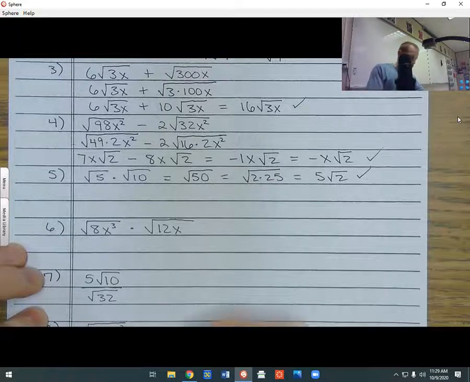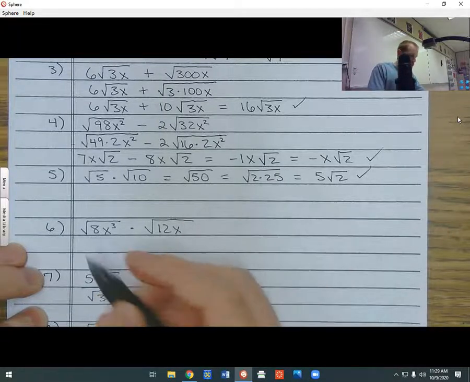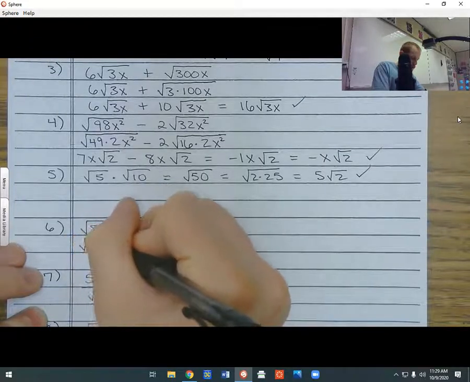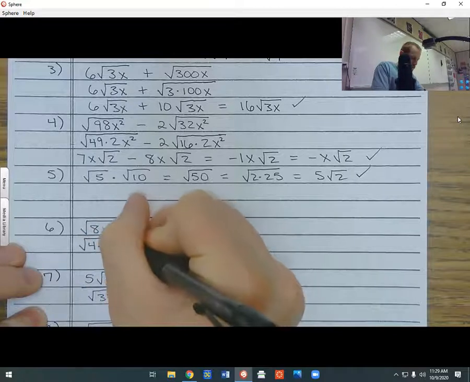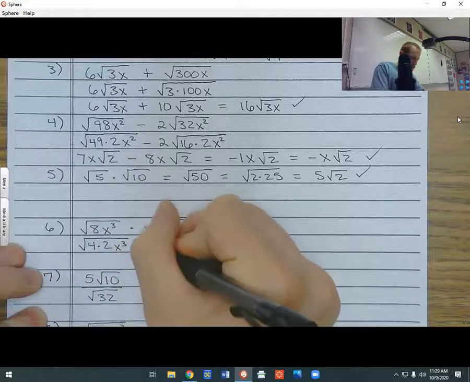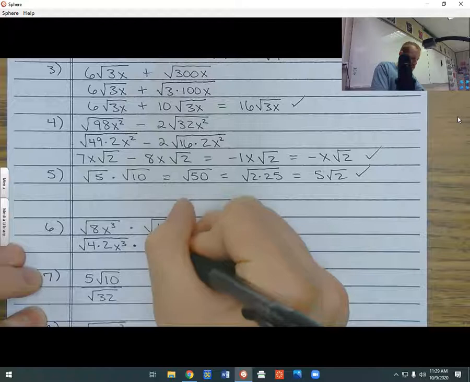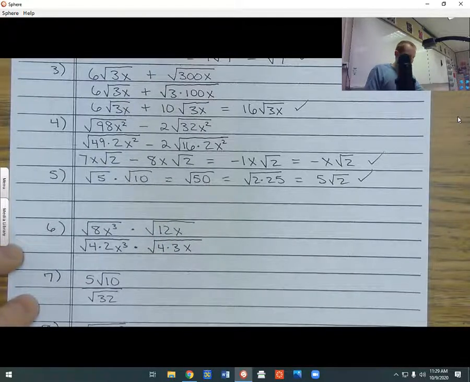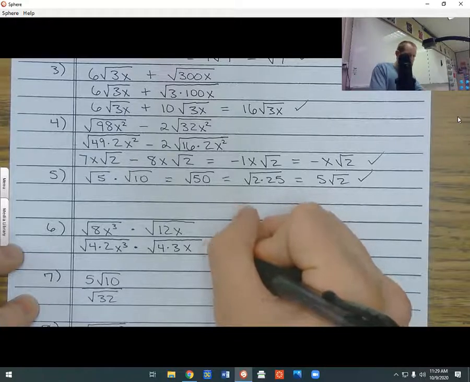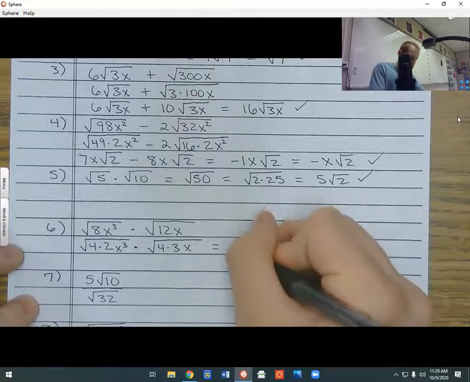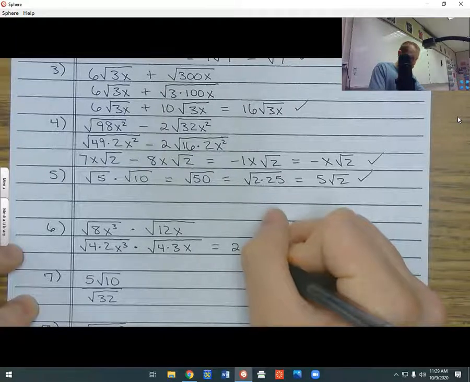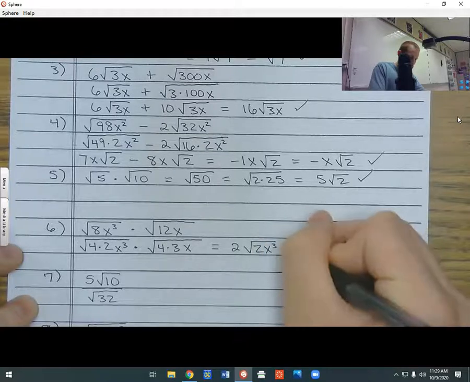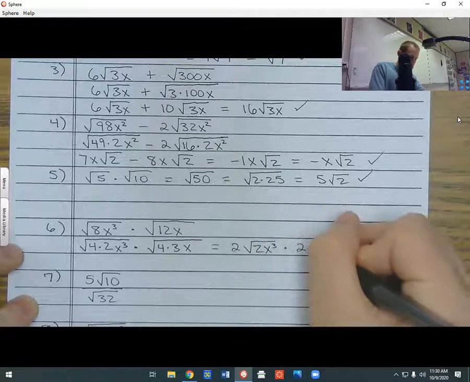So when I simplify the 8, I know that 8 is 4 times 2. So I'm going to break that up into 4 times 2. I've still got the x cubed. And over here, I know that 12 is 4 times 3. Right? Okay, so now what's going to happen? The 4s are going to come out as 2's. So I'm going to have 2 square root of 2x cubed. Over here, the 4 is going to come out as a 2, and I have square root of 3x.